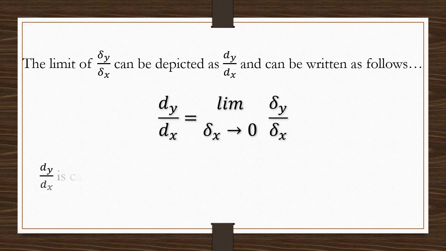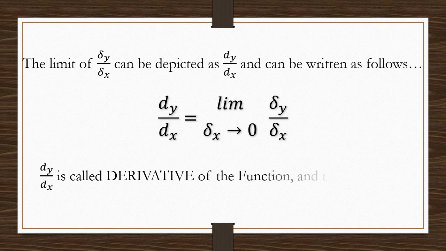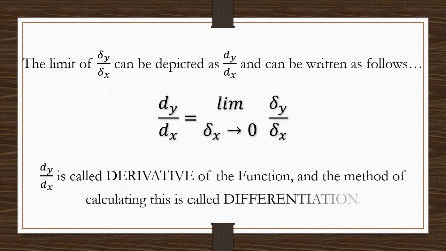So dy upon dx is called the derivative of the function, and the method of calculating this is called differentiation. So basically differentiation and derivative are connected with the incremental ratio, which is the ratio of the difference in the function to the difference in the variable.